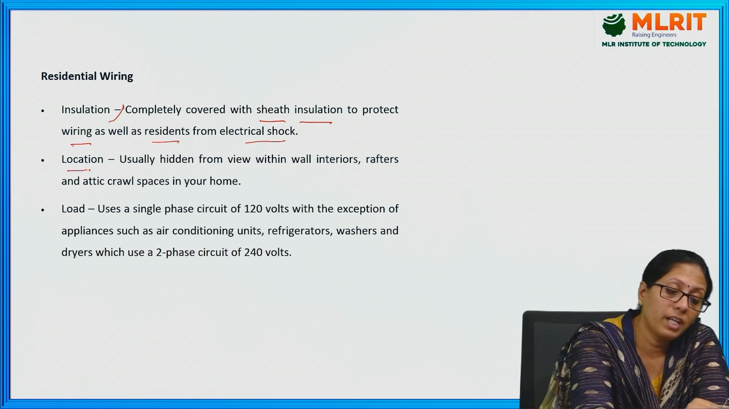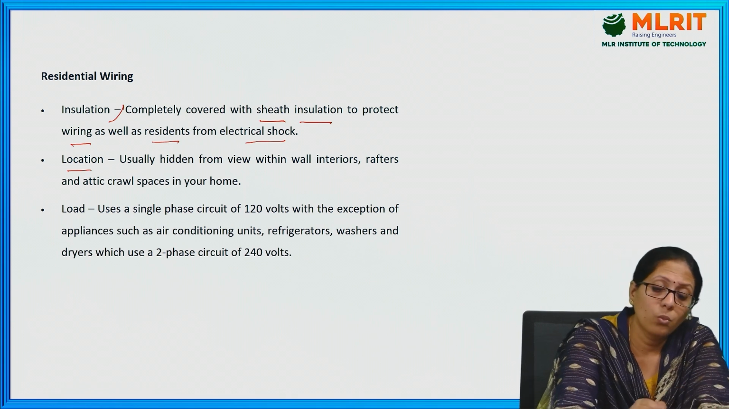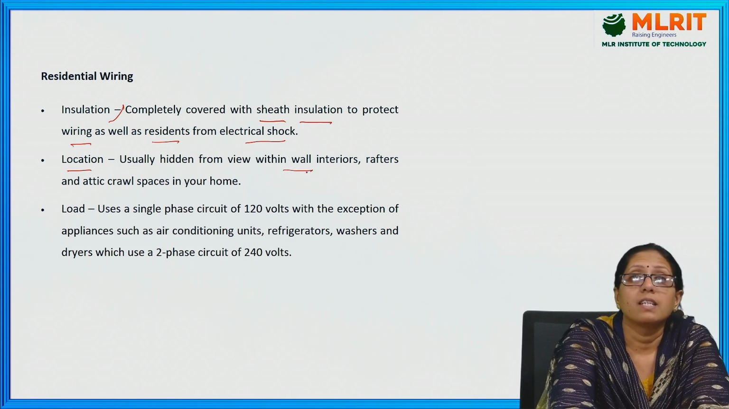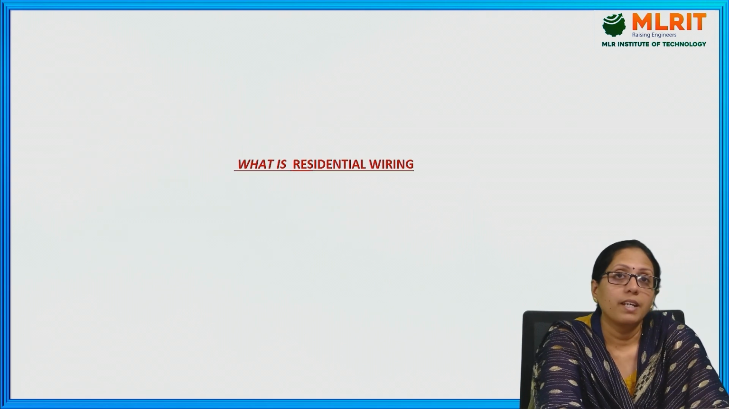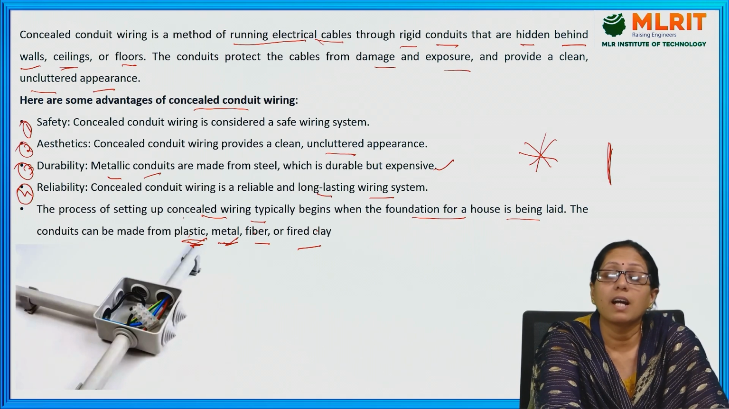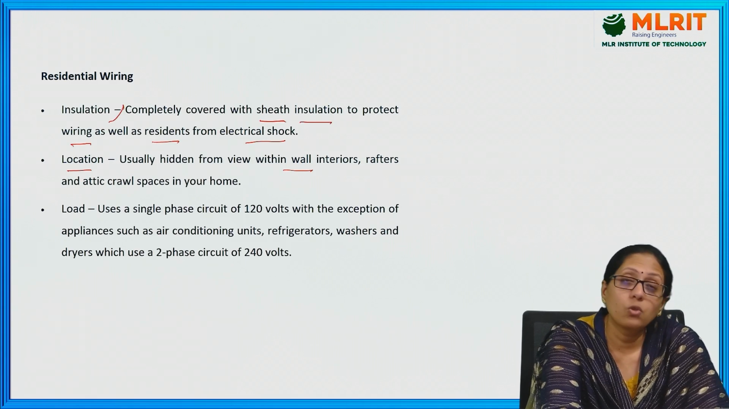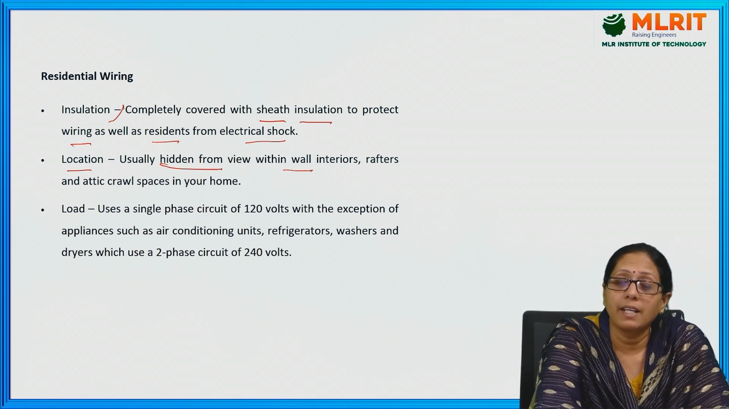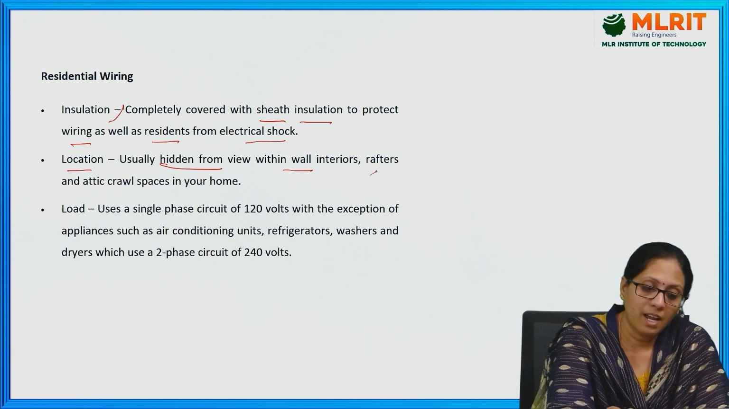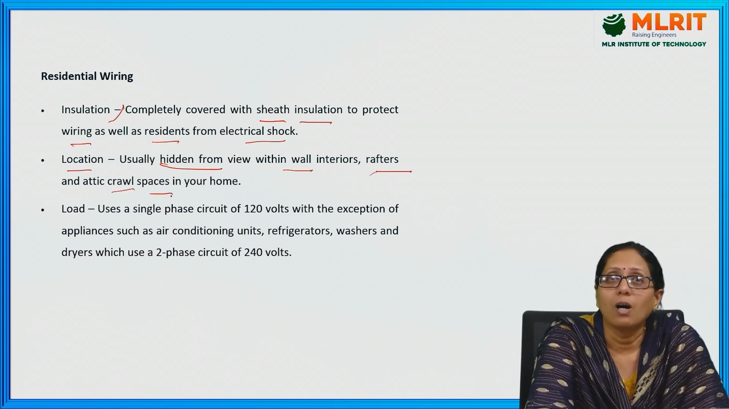Next, location. Usually hidden from view within the walls. As I said in the last wiring system, concealed conduit wiring, this wiring is placed inside the wall. So usually they are hidden from view inside the walls, rafters and crawl spaces in your house.